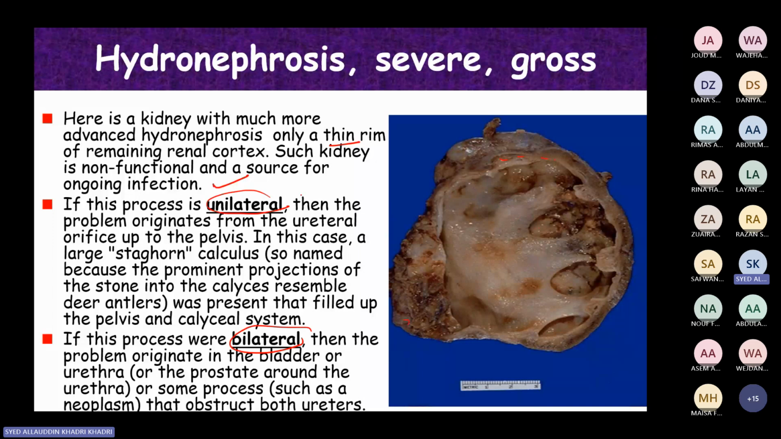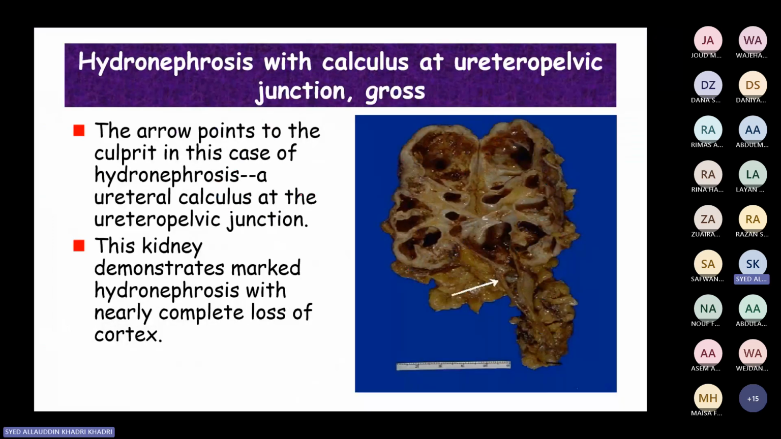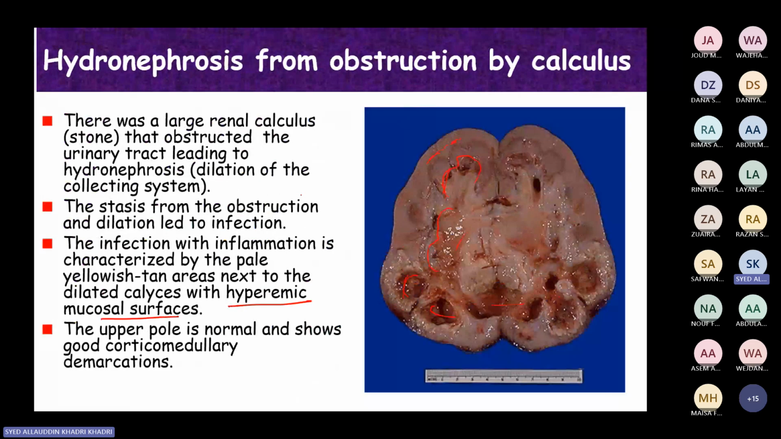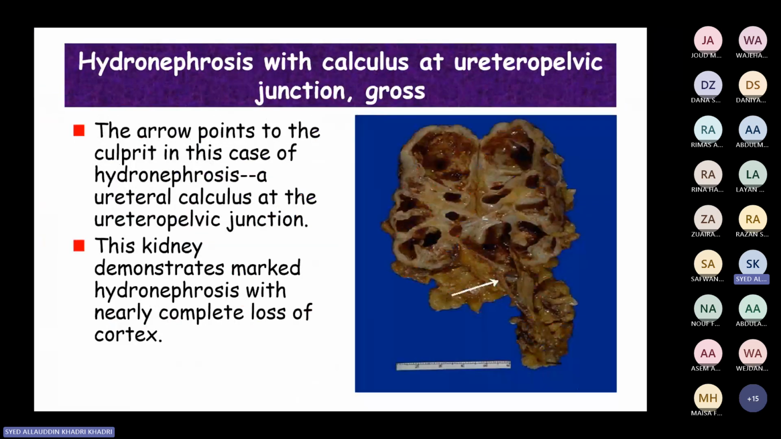Keeping this in view, the hydronephrosis with calculus at the uretero-pelvic junction is also grossly seen over here. This particular arrow which I am showing you is very important to understand. The arrow points to the culprit in this case of hydronephrosis: a ureteral calculus caught at the uretero-pelvic junction. The kidney demonstrates marked hydronephrosis with nearly complete loss of cortex. Such a kidney will be totally non-functional. If the other kidney has sufficient function, then renal failure will not occur. This is very important.